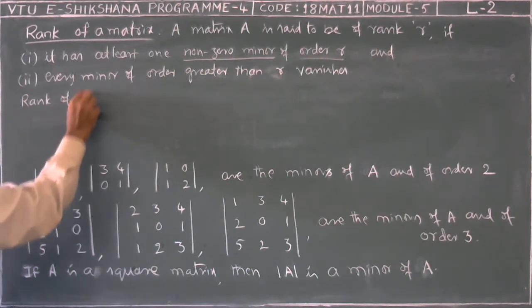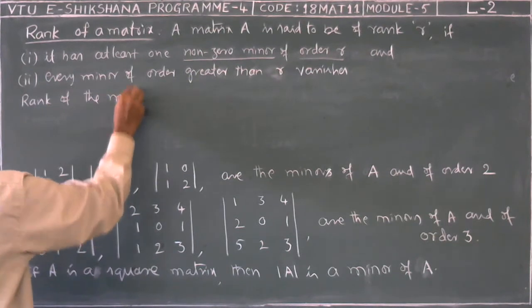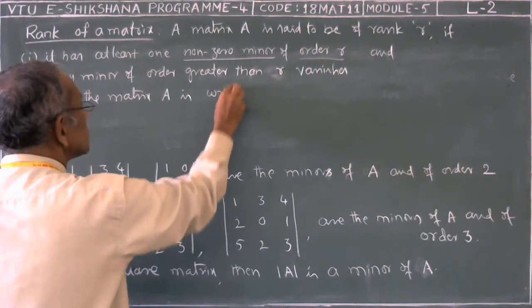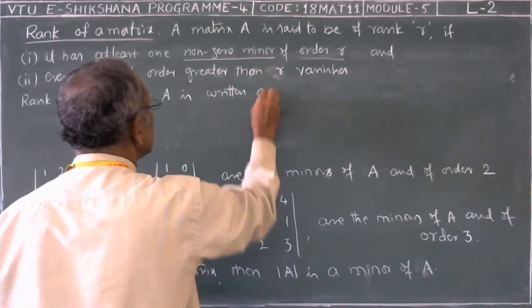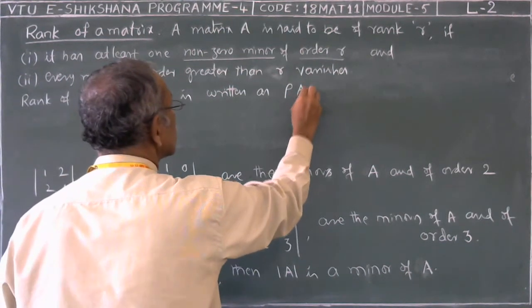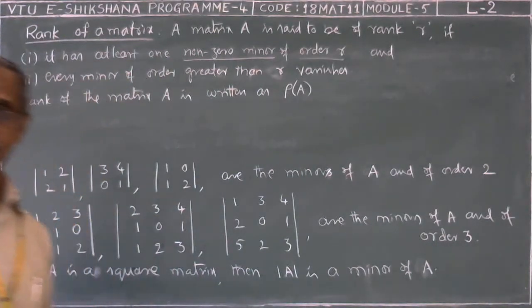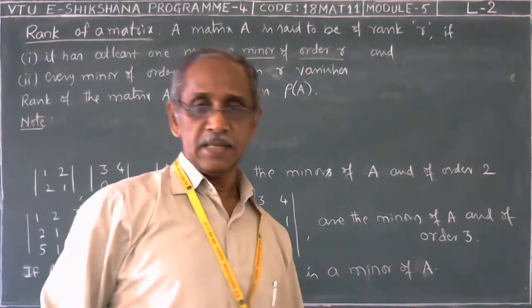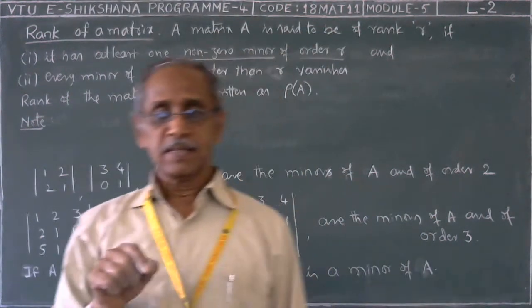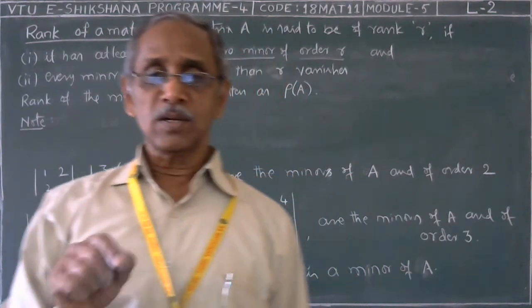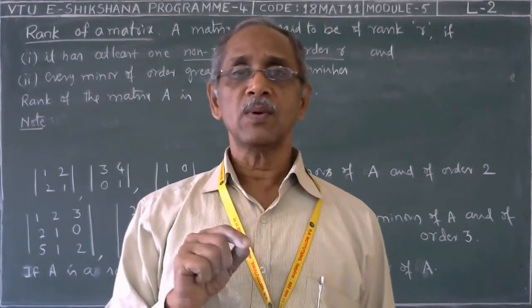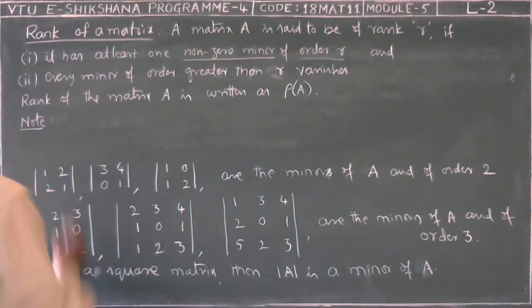Rank of matrix A is symbolically written as rho of A. Some of the consequences of this definition of the rank of a matrix are as follows. If a matrix A has a non-zero minor of order r, then the rank of A is always greater than or equal to r. That is the first result you can notice.